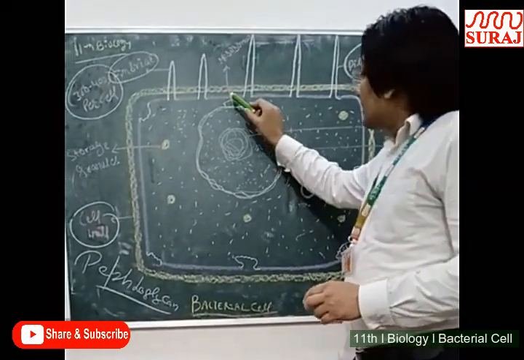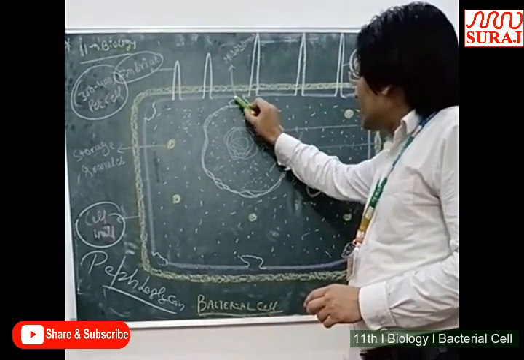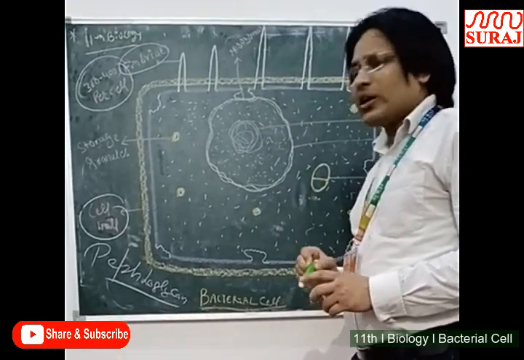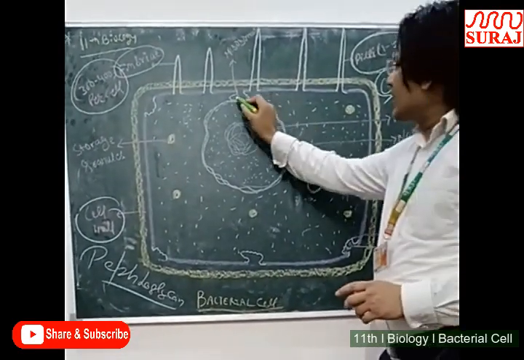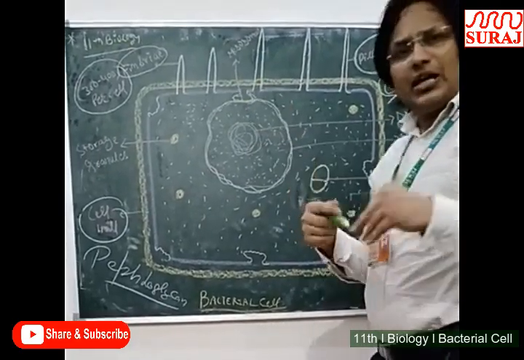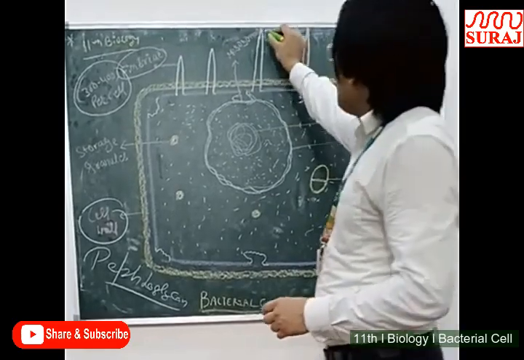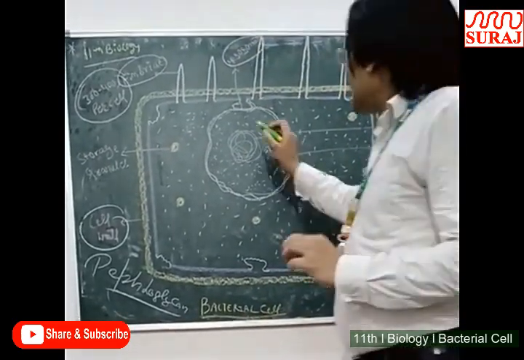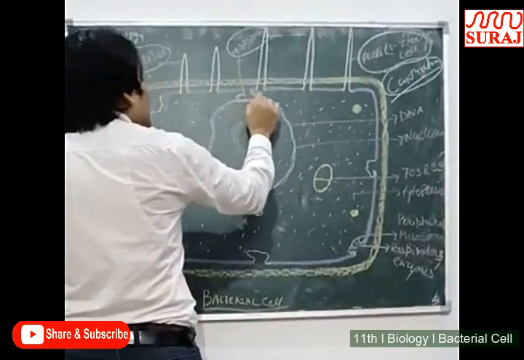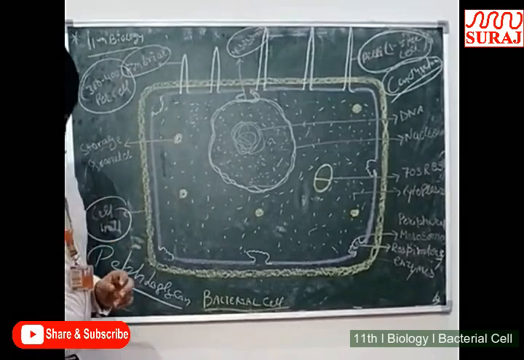Next point, the plasma membrane shows some inner growth. Inner growth भी plasma membrane show करेगी. Inner folding भी some plasma membrane show. This infolding of plasma membrane in bacteria is known as mesosomes. Mesosomes are basically of two types: this one is known as central mesosomes, and this one is known as peripheral mesosomes.